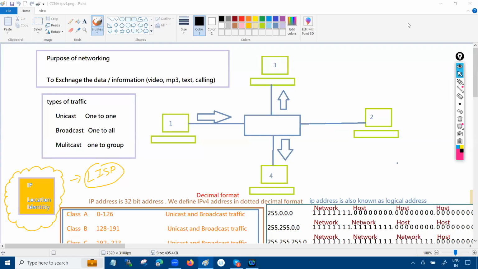Everybody, let me recap what we have done in the last 2 days. We have covered the purpose of networking, and we have seen what the purpose of networking is.